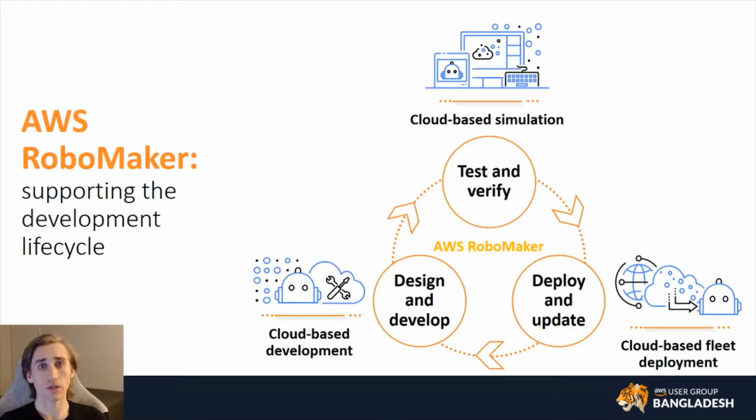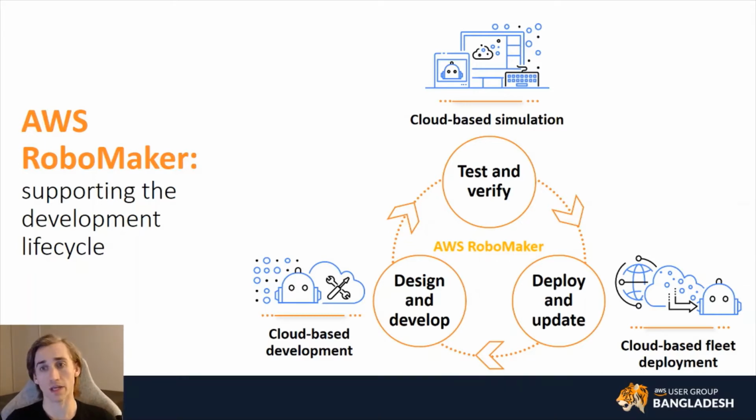So the service can kind of be broken down into three main categories. The first is on the design and development of your robotics application. And for that, we have a set of tools all around being able to do development in the cloud and leveraging cloud tools to speed up the development process. That then goes into being able to test and verify your robotics application using cloud-based simulations.